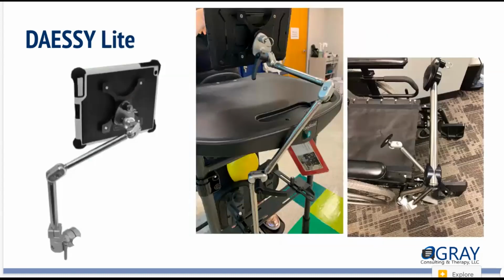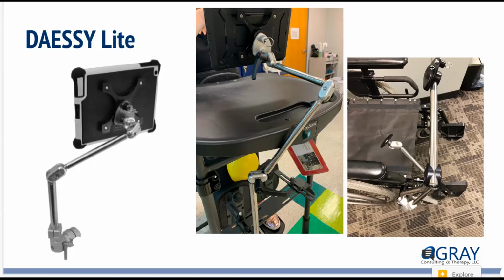Some more Daisy. Daisy does make a leaner group called Daisy Light, which has nice removable clamping arms. You can just clamp it on and move to and from different devices or locations. So here's an Evolve stander with the Daisy Light mounted to the crossbar with the arms up. And then it's got an iPad holder on the back of the iPad. This individual uses TouchChat on her iPad. And so that's the Daisy Light.